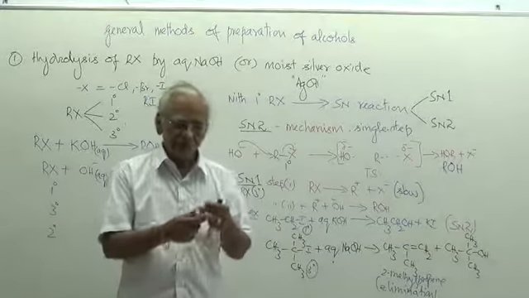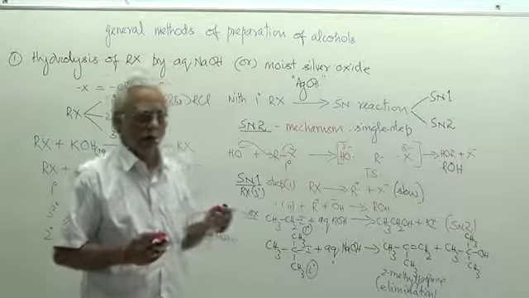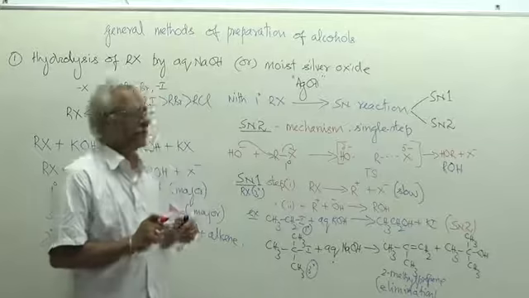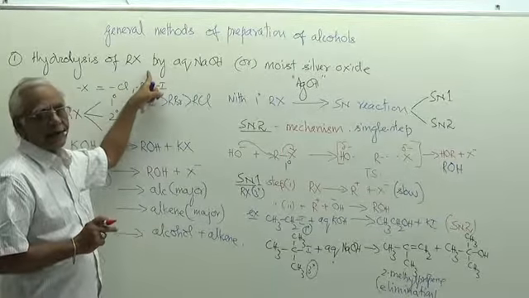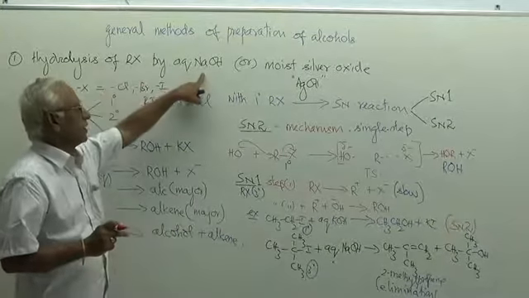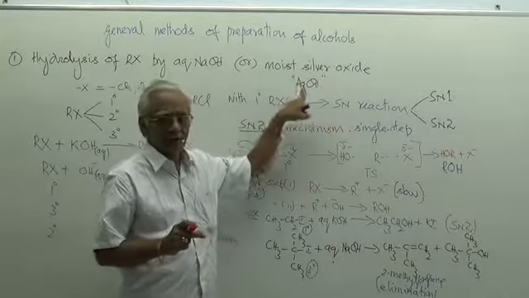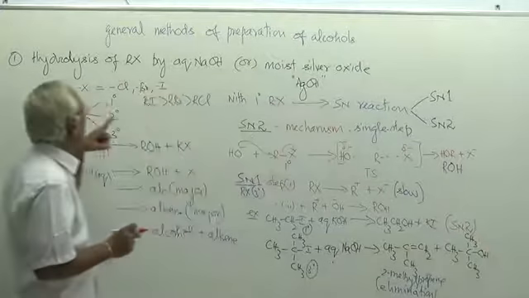Students, in this segment, we shall look into the general methods of preparation of alcohols. Alcohols can be prepared from different starting materials, and one among them is going to be the alkyl halide, and it is hydrolyzed by aqueous NaOH or KOH or moist silver oxide. The reagent is going to be silver hydroxide.